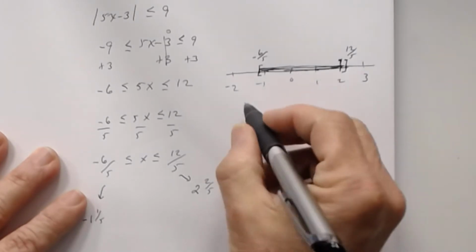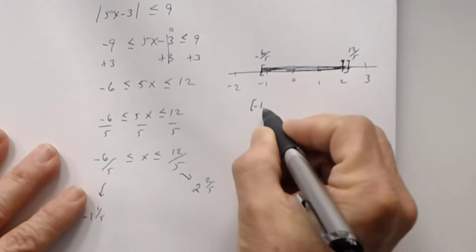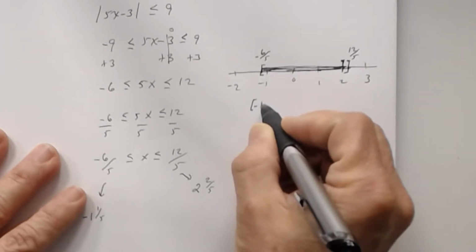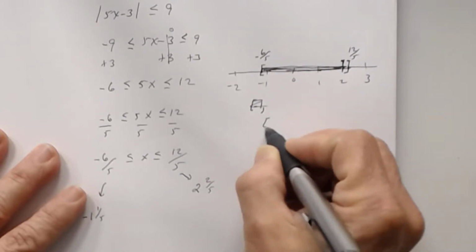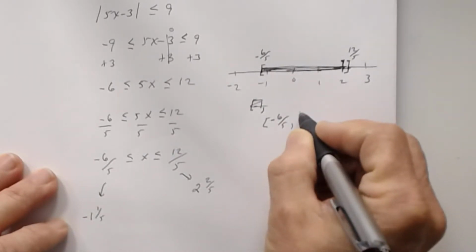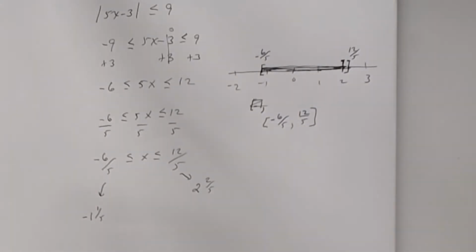As interval notation, what's the solution set? Bracket, negative 1 1/5. Oh, I'm sorry, I said negative 1. I meant negative 6/5. You can put negative 1 1/5, comma, all the way to what? 2 2/5, or 12/5. Okay.